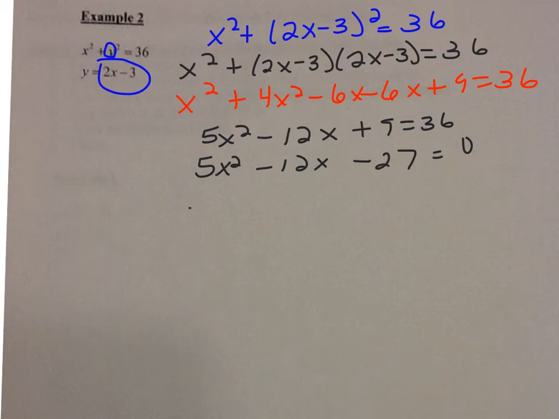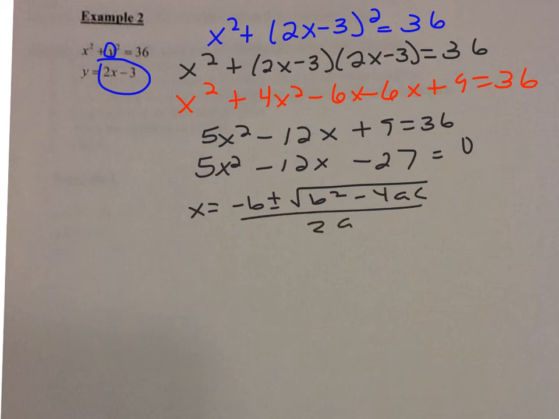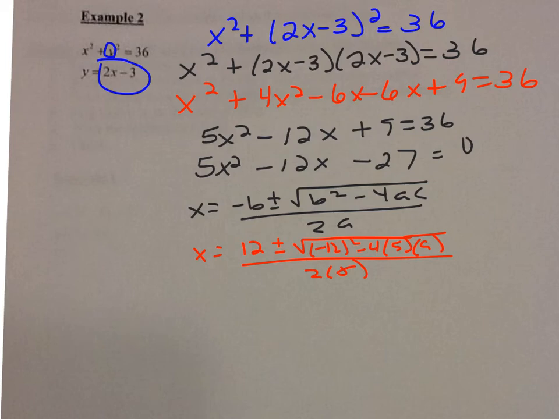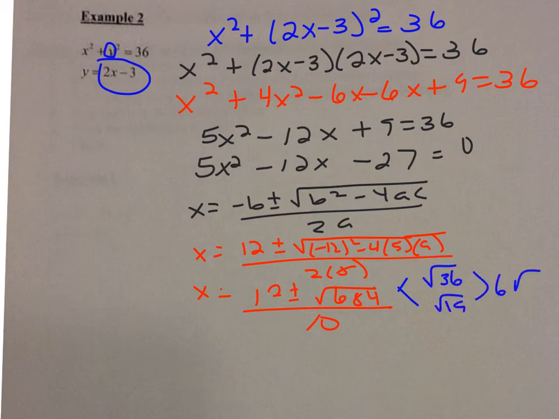So the quadratic formula, remember, is x equals negative b plus or minus the square root of b squared minus 4ac, all over 2a. Okay, so I get x is equal to 12 plus or minus the square root of negative 12 squared minus 4 times 5 times negative 27, over 2 times 5. Plug what's underneath the radical into the calculator, you get 684 over 10. And then we can simplify the square root of 684. That comes out to be 36 times 19, so that's 6 square root of 19.